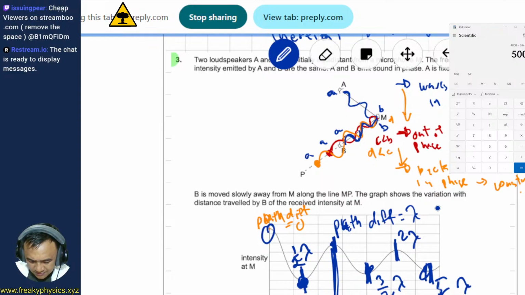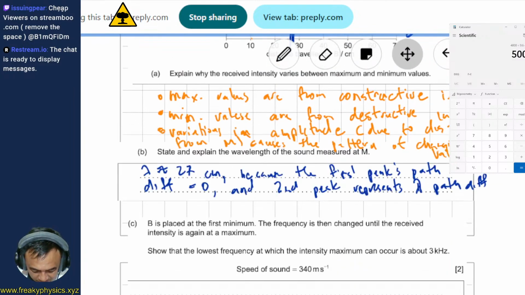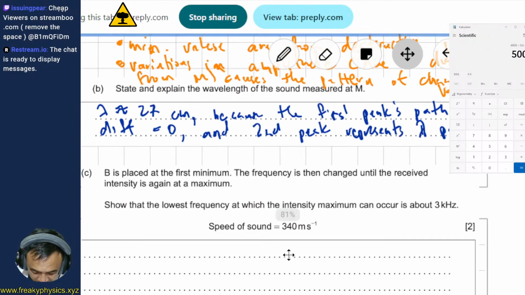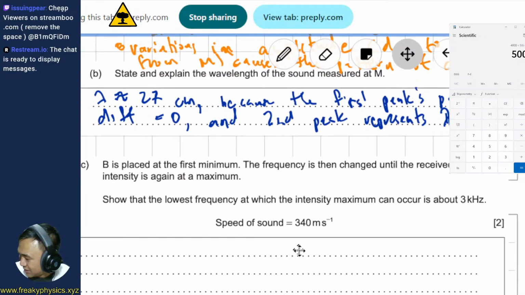Anything else you'd like to ask? No, I understood it. Thank you. Great, so let's move on to the next question. C. B is placed at the first minimum. The frequency is then changed.